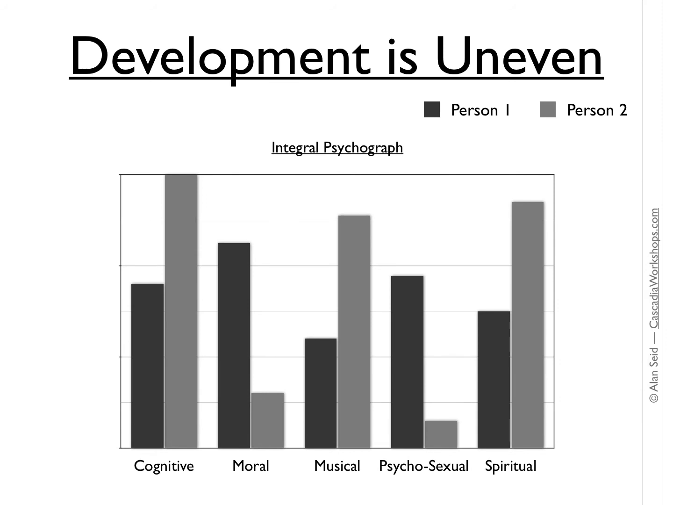So, for example, here we have person 1 and person 2. Person 1 is in the darker lines. Person 2 is a little lighter color. And there you have cognitive, moral, musical, psychosexual, spiritual. This is just to show that development doesn't happen linearly.